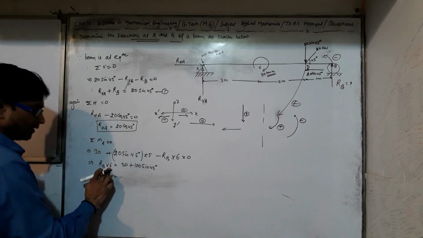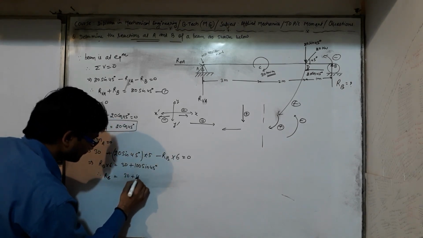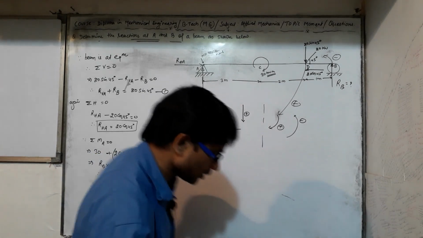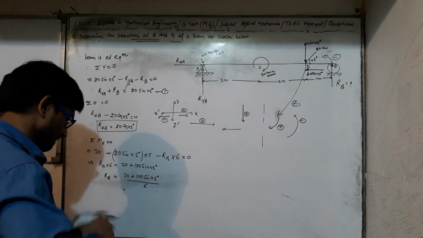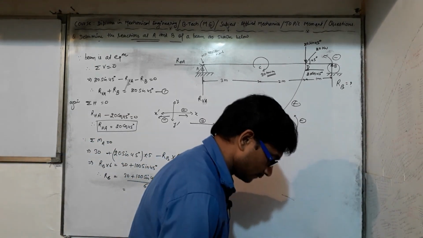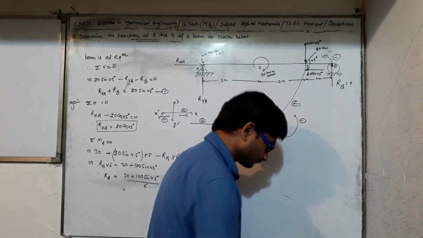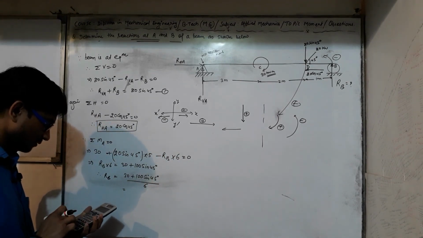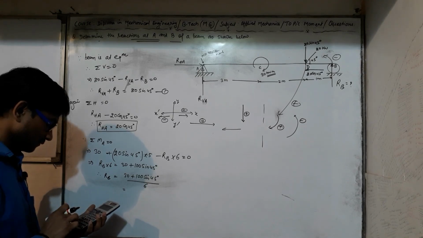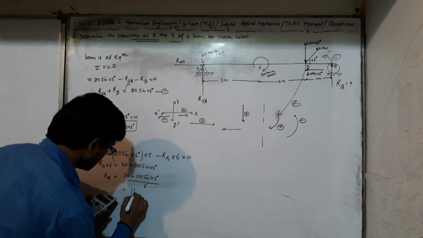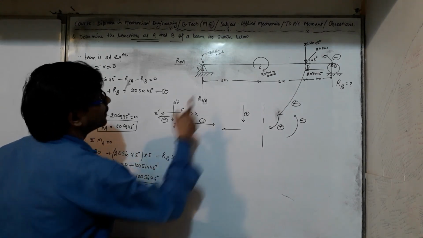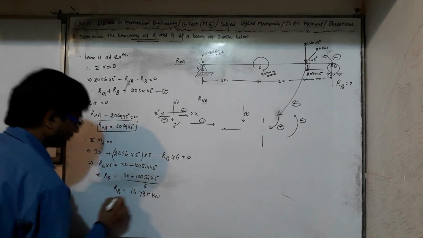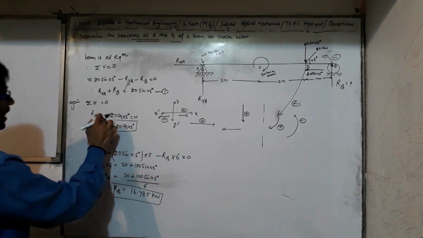Therefore RB is equal to, transposing the 6 to the right hand side, it becomes 30 plus 100 sin 45 degree upon 6, whose value I am calculating: 100 sin 45 degree plus 30, divided by 6, that is 16.785 kilonewton. Therefore RB we have.